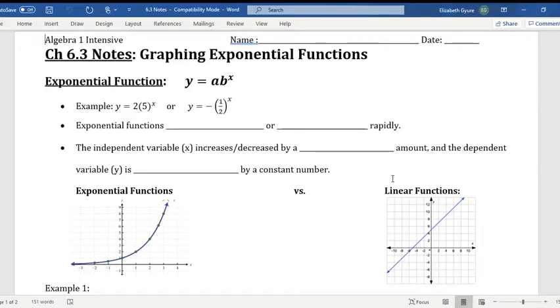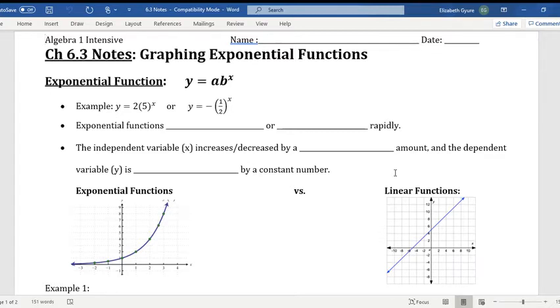6.3. Dropping things. All right, so we are going to talk about graphing exponential functions today. So, sorry, getting organized here.